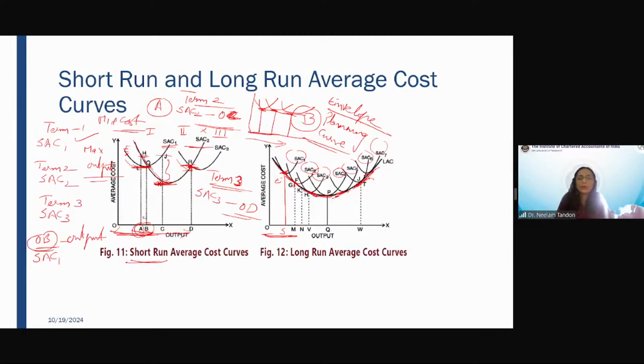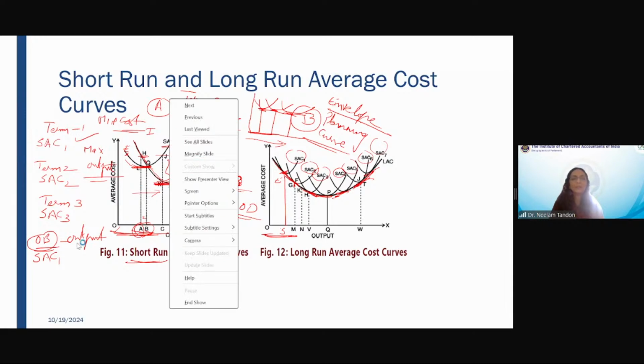So the next thing is about the long-term average cost curve. Why is the long-term average cost curve U-shaped? It is because of the returns to scale. What do you mean by returns to scale? Number one, you are increasing both labor and capital. If you move from plant 1 to plant 2, SAC1 to SAC2, definitely you have increased your land, you have purchased new land, you have installed new machines, you have increased the number of workforce working for you. That is why you have reached from A to B, no?